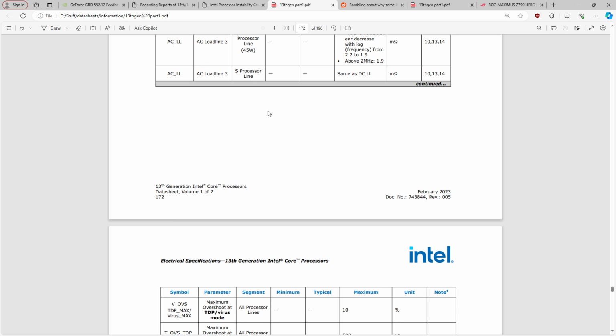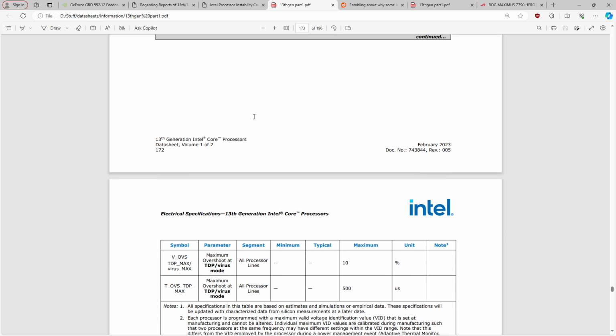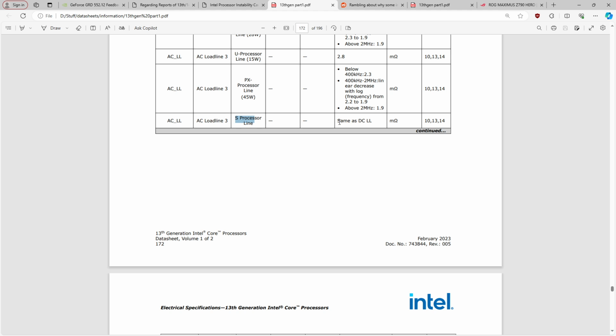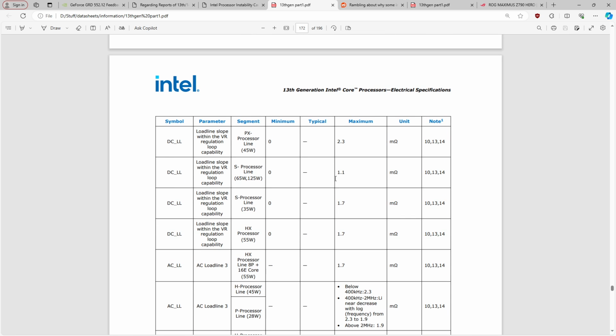So let's take a look at what Intel recommends for the AC load line setting for S processors. For S processors, they recommend same as DC load line. Basically AC load line is supposed to be set to anything from 0 milliohms to 1.1 milliohms, which is apparently a spec. Yeah, apparently any load line between 0 milliohms and 1.1 milliohms, totally cool.